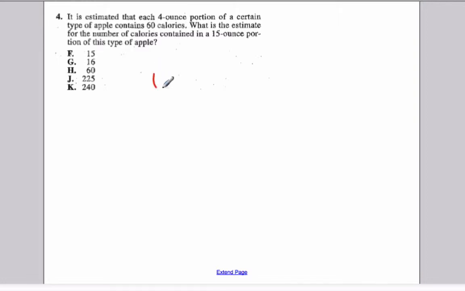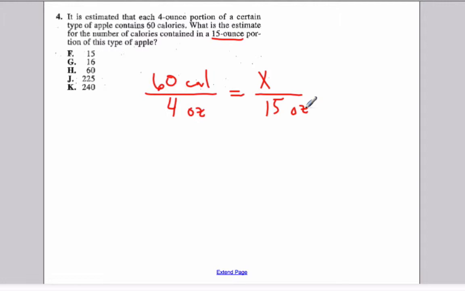You're dealing with 60 calories for a 4-ounce portion. Well, I want to know how many calories, we'll call it X, for a 15-ounce portion. So we'll call this your ounces. And I want to know how many calories we're dealing with. When you set a proportion, solve for X by cross multiplying. So 4 times X equals 60 times 15, or 4X is equal to 900.